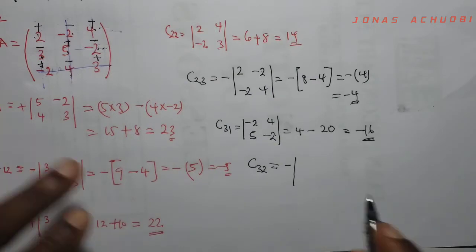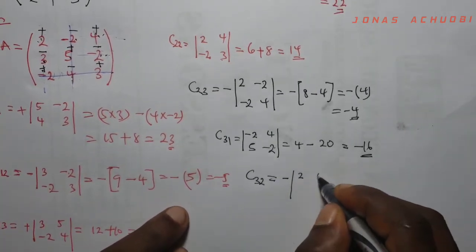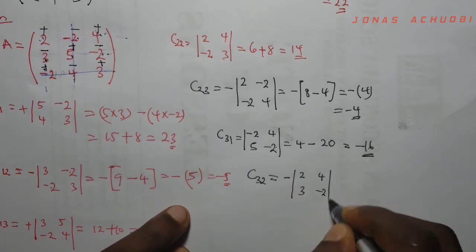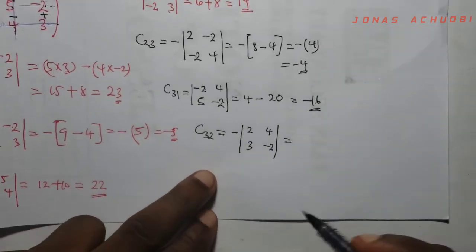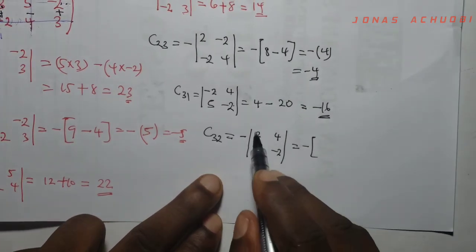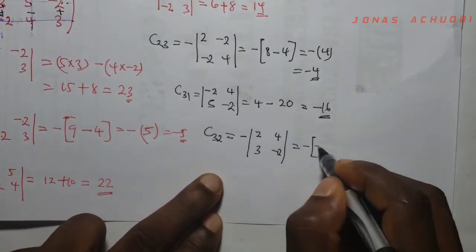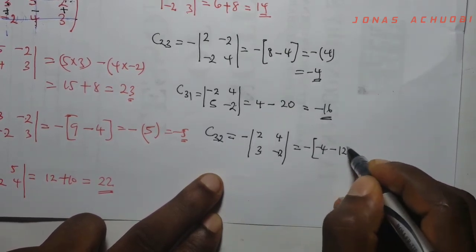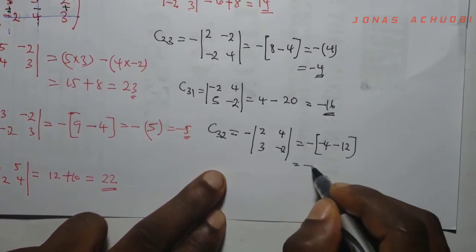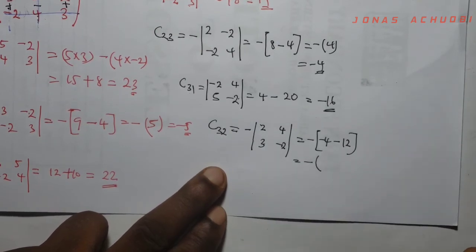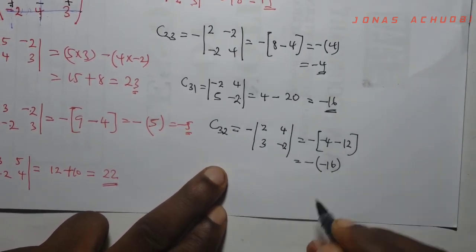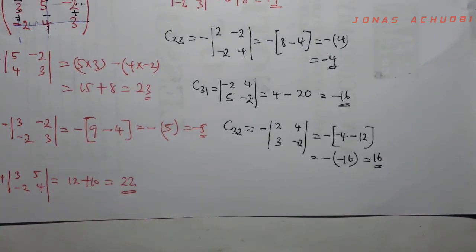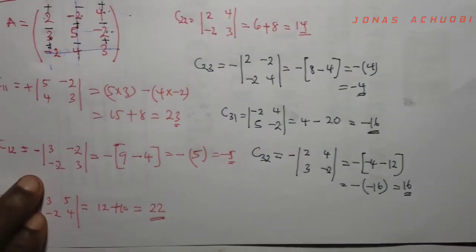2, 4, and this. So I have 2. I got 4. What else? We have 3 and negative 2. All right. So what is that determinant? Let's see. This is negative into 2 times negative 2 is minus 4, minus 3 times 4 is 12, minus 12. So that becomes minus into minus 4 minus 12 is minus 16. So minus times minus 16 is 16. That is the cofactor. And we have one last guy to compute.